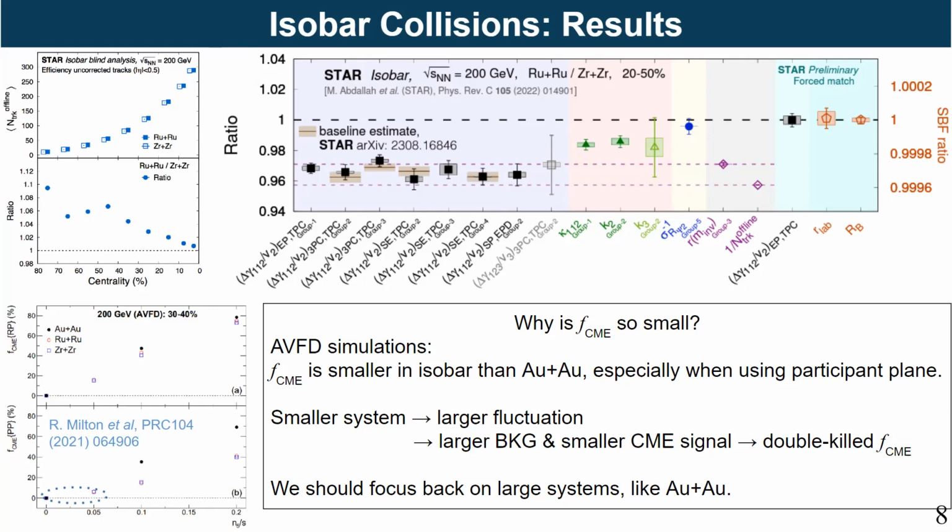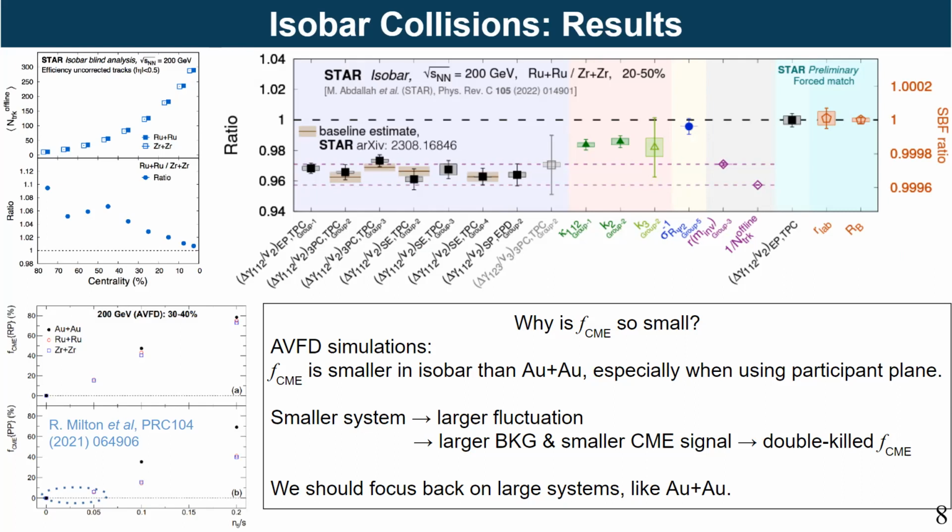The reason is we run some AVFD simulation with the input signal. The x-axis is the input CME strength. The upper panel is the FCME measured with the true reaction plane, and the lower one is measured with the participant plane. In the isobar analysis, we used the participant plane, and when we do the estimate, we used the reaction plane.